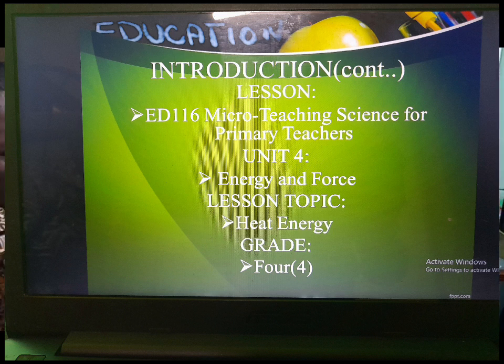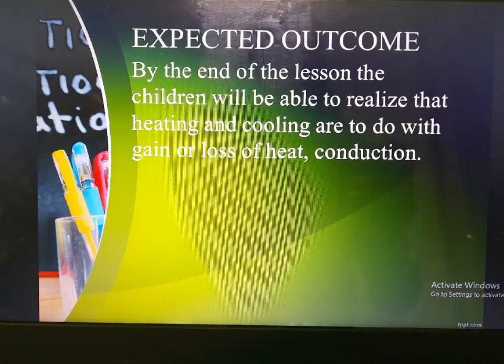The lesson topic for today, under the unit topic Energy and Force, is heat energy for year 4 pupils. The expected outcome is that by the end of this lesson, every pupil will be able to realize that heating and cooling energy has to do with the relationship of gaining and losing of heat from a hot point to a cold point in a process of conduction in solid metal.